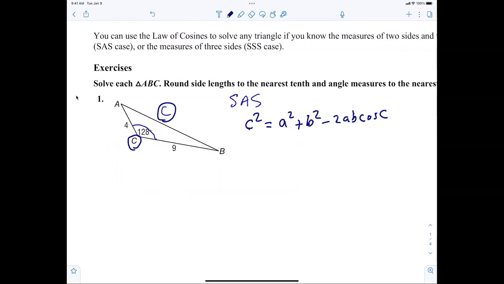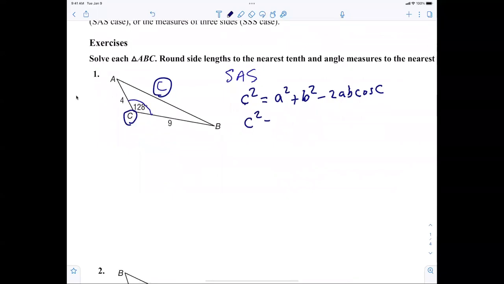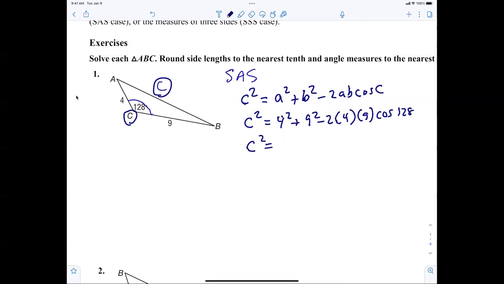Now it's just a matter of plugging them in. So C squared equals 4 squared plus 9 squared minus 2 times 4 times 9 times cosine of 128. That's all there is to it. Now, everybody take out your handy dandy calculator and you literally type in 4 squared plus, type the whole thing in all at once, and then hit equal. And then I want someone to tell me C squared is equal to what? 141 point what?